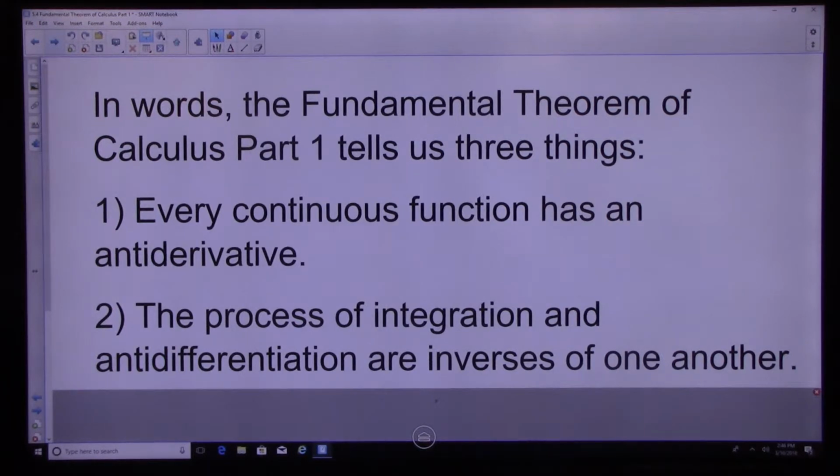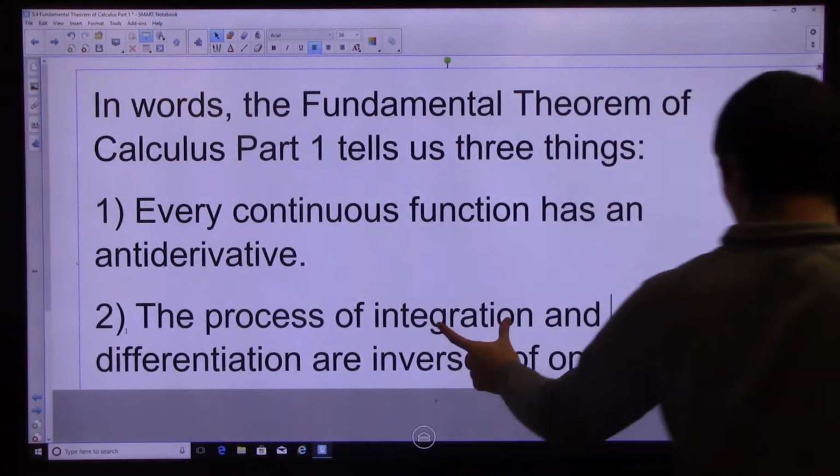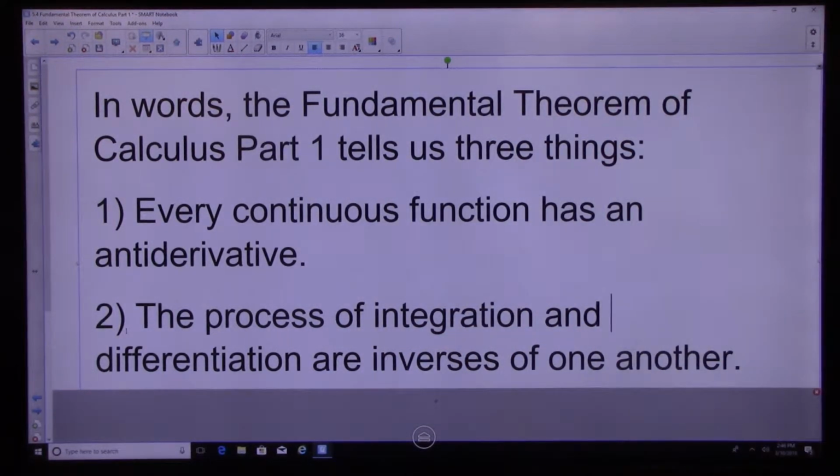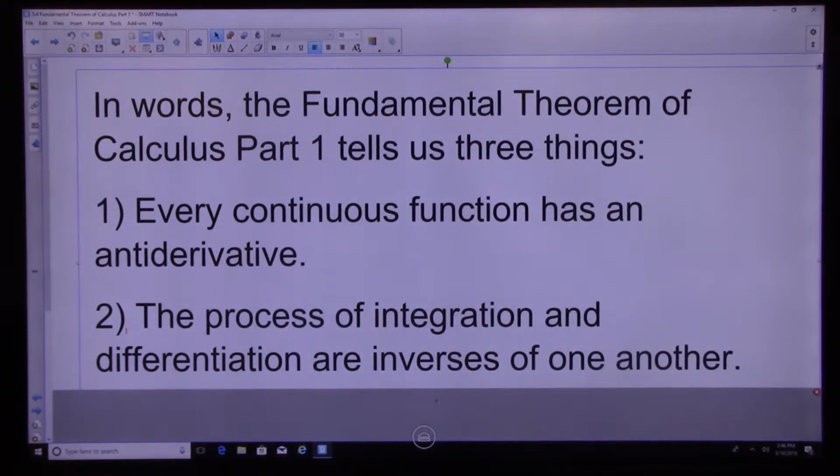That's wrong. Let me fix this real quick. I'm not going to edit this out. Differentiation, that's my bad. Integration and anti-differentiation are similar. They're almost the same thing. Make that change. Michael Jackson, man in the mirror. Make that change.